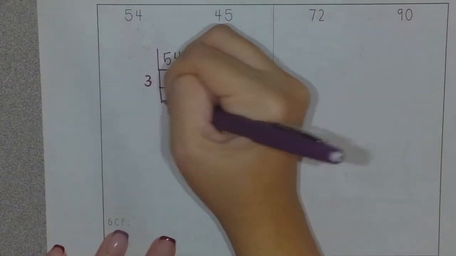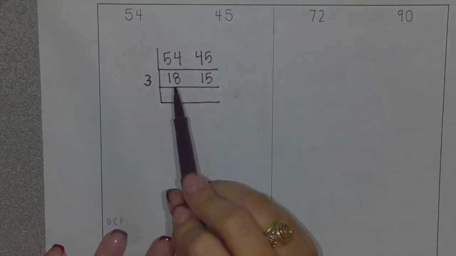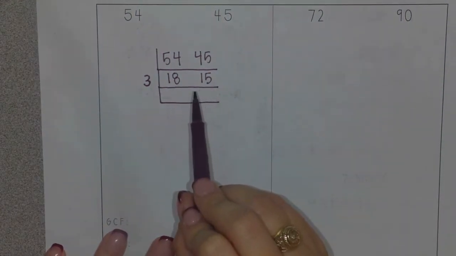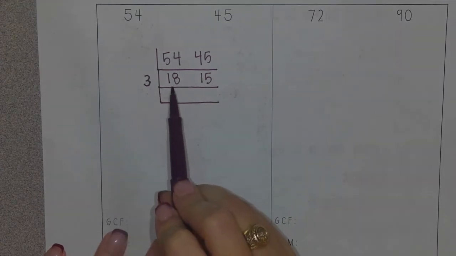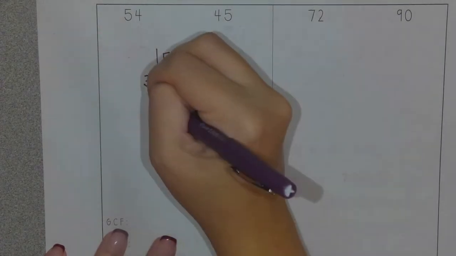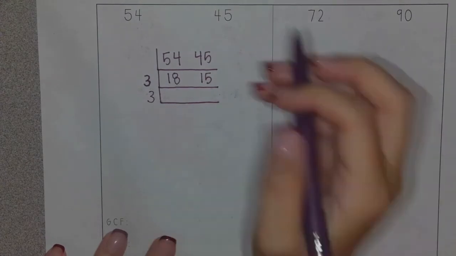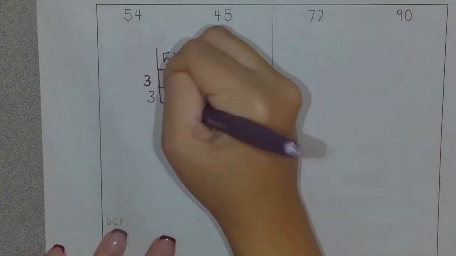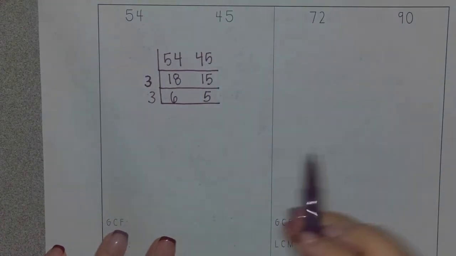And again, I'm going to see what they have in common. So I'm going to draw another ladder. Again, 2 is not going to work because 15 is an odd number. But I see again, they have 3 in common. 1 plus 8 gives me 9. 1 plus 5 gives me 6. So 3 is another option. 18 divided by 3 is going to give me 6. And 15 divided by 3 is going to give me 5.